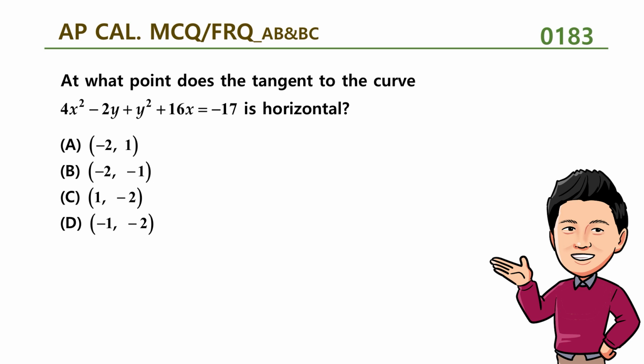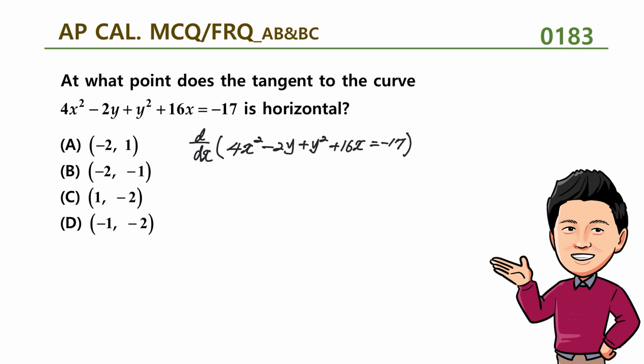Okay, if the tangent to the curve is horizontal, then the slope of the tangent line has to be equal to 0, right? So let's find the slope of this curve, which is equal to dy over dx. We're going to do implicit differentiation. So we have 4x squared minus 2y plus y squared plus 16x is equal to negative 17, and we differentiate with respect to x.